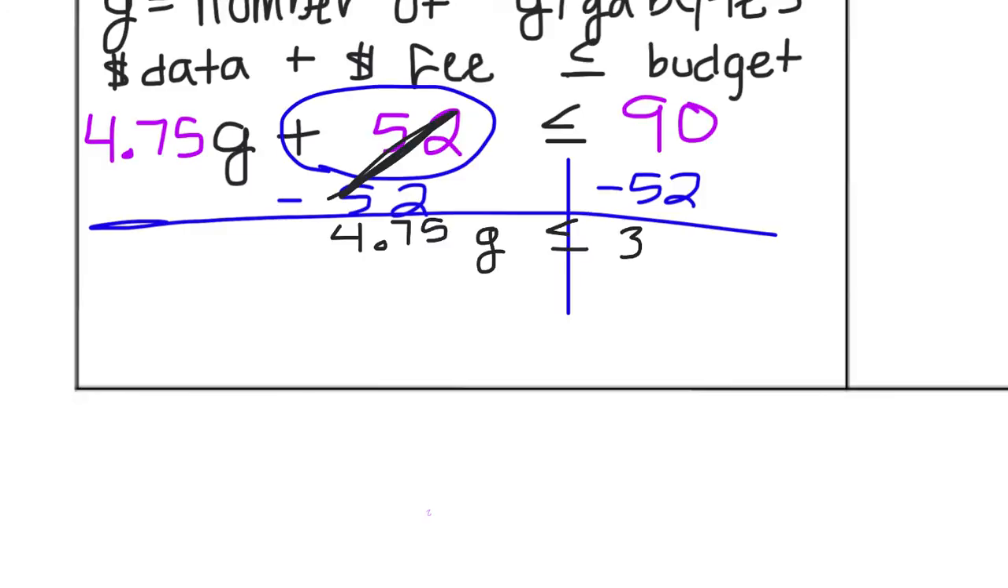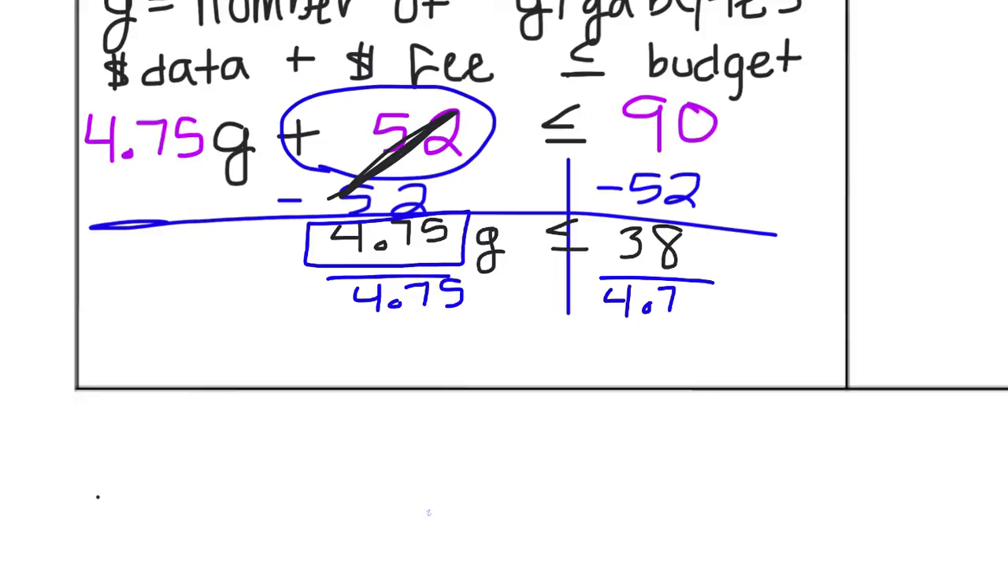I'm using a calculator. You just can't see it when I record the videos this way. So I enter my constant. I have to undo my coefficient. 4.75 G means 4.75 times G. The opposite of multiplying is dividing, so I'm going to divide by 4.75. 4.75 G divided by 4.75 is 1G. Put my symbol straight down. And then 38 divided by 4.75 is 8.